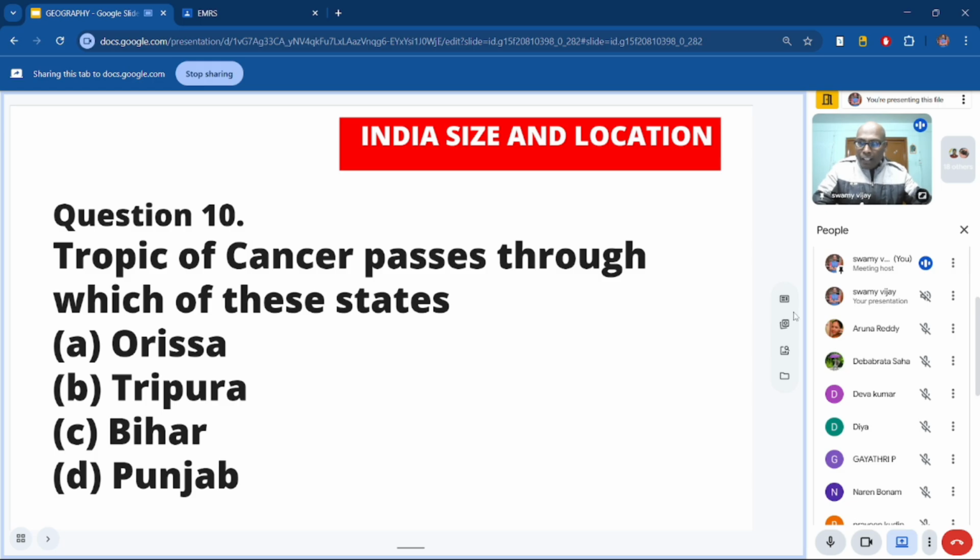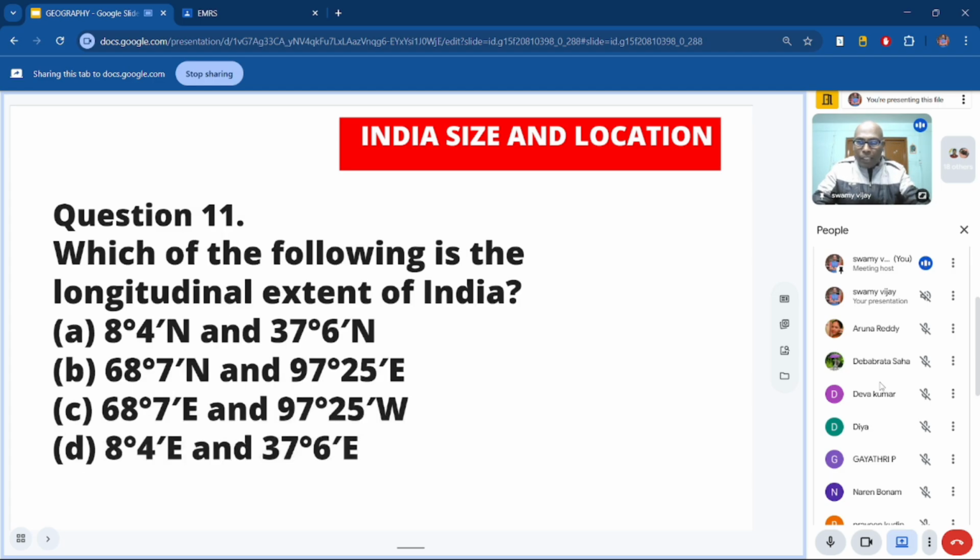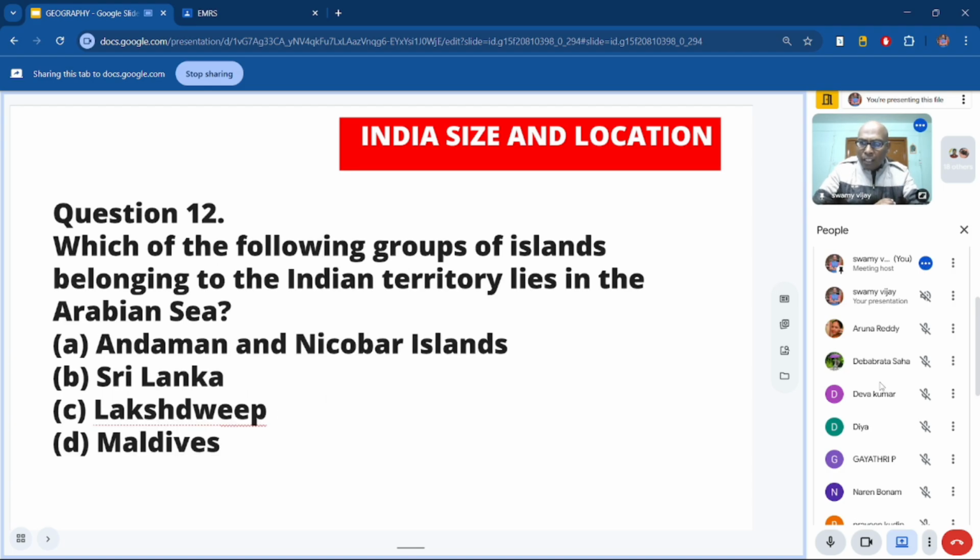This one is already done. The Tropic of Cancer passes through which of these states except Orissa, Tripura, Bihar and Punjab? After Dev Kumar, it's Devrata. One second, Devrata. Which of the following is the longitudinal extent of India? This is also okay. Right. Devrata.